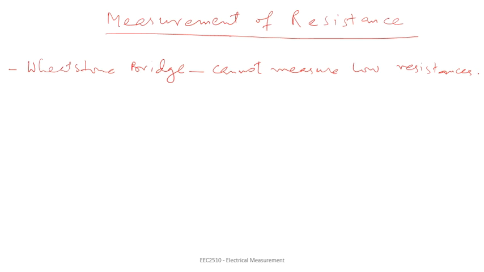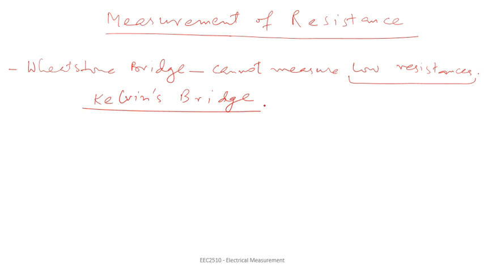So this is the problem which we focus on, that is, in this lecture we will talk about the measurement of low resistance specifically. One of the arrangements for finding low resistance values is the Kelvin's bridge arrangement. This is called Kelvin's bridge.